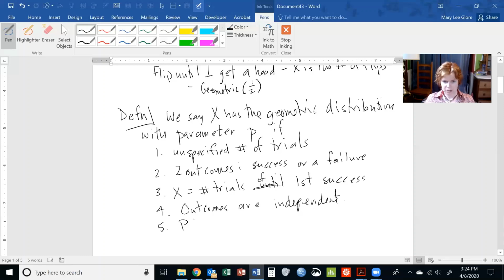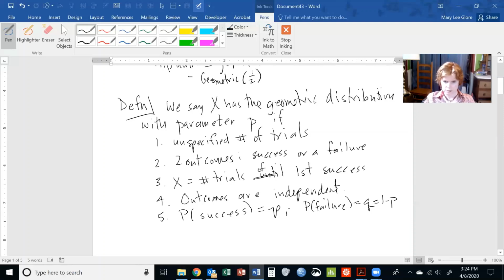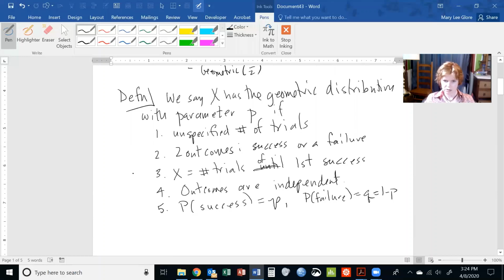And the probability of a success, we call that little p. And then the probability of a failure, we call that little q, and this equals 1 minus p. Success and failure are complements of each other, so they have to add up to 1. All right, let's talk about a rule.